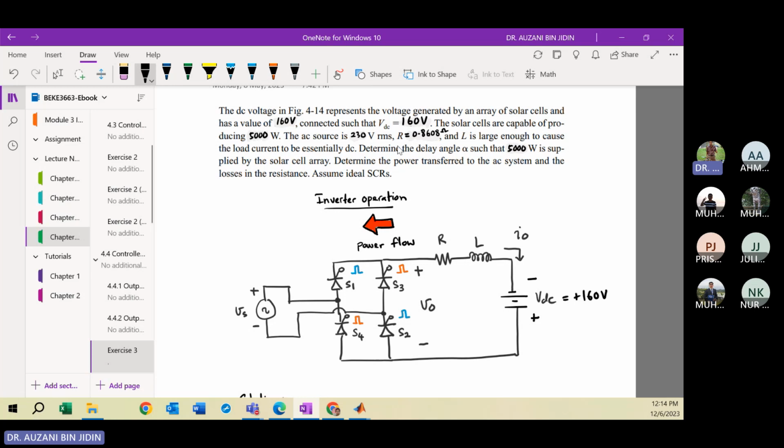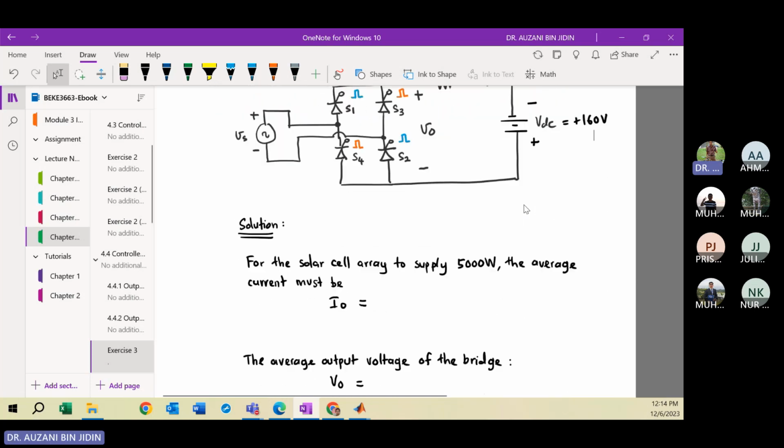Then in part A, for the first part of the question, you need to determine the delay angle so that 5 kilowatt can be supplied by the solar cell. Then in the second part, you need to calculate the power transferred to the AC system and the losses. Okay, so here is the solution.